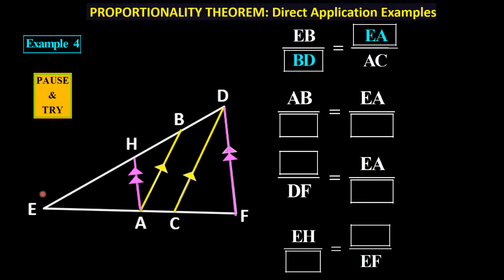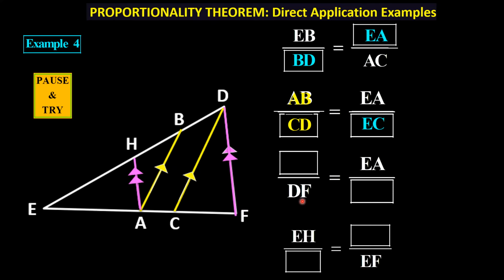AB. AB is the parallel line, so I need to focus on the other parallel line. So it will be EB over CD, right? Then that will be EA over EC.